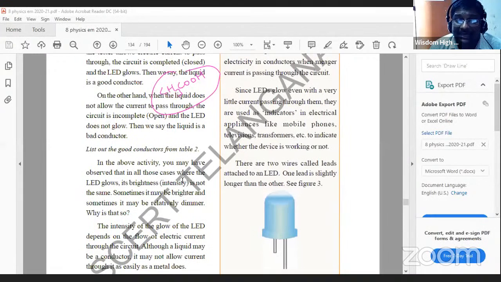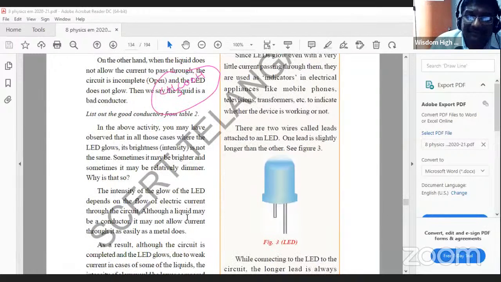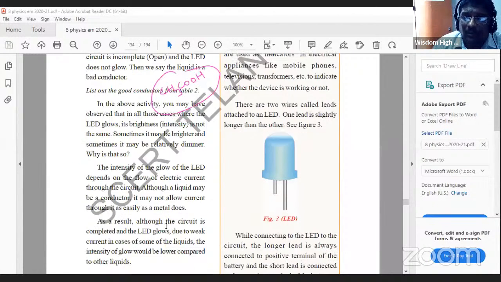If the bulb glows brilliantly, it means a higher amount of H plus ions are present. You are going to learn this very clearly in the standard as part of basic science: how to identify the strength of an acid. If the bulb glows brightly, the liquid we filled the rubber cap with is a good conductor of electric current. If the bulb glows dimly, it is a poor conductor of electric current.